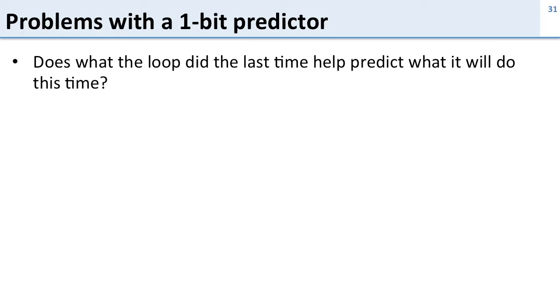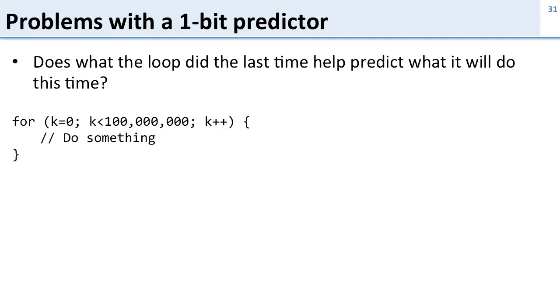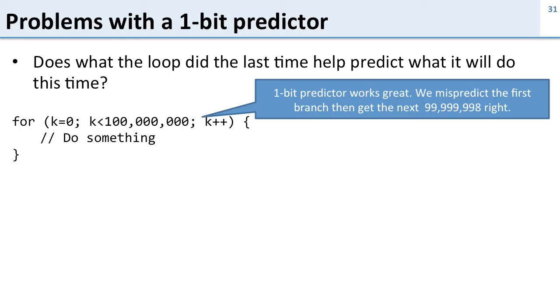So, are there some problems with the 1-bit branch predictor? Does what the loop did last time help us predict what it will do this time? Let's take a look at some examples. So here's our loop here. We're going to go around 100 million times and do something. So in this case, a 1-bit branch predictor works great. We're going to mispredict the first time, because we haven't seen the branch before, and we're going to mispredict the last time around the loop.